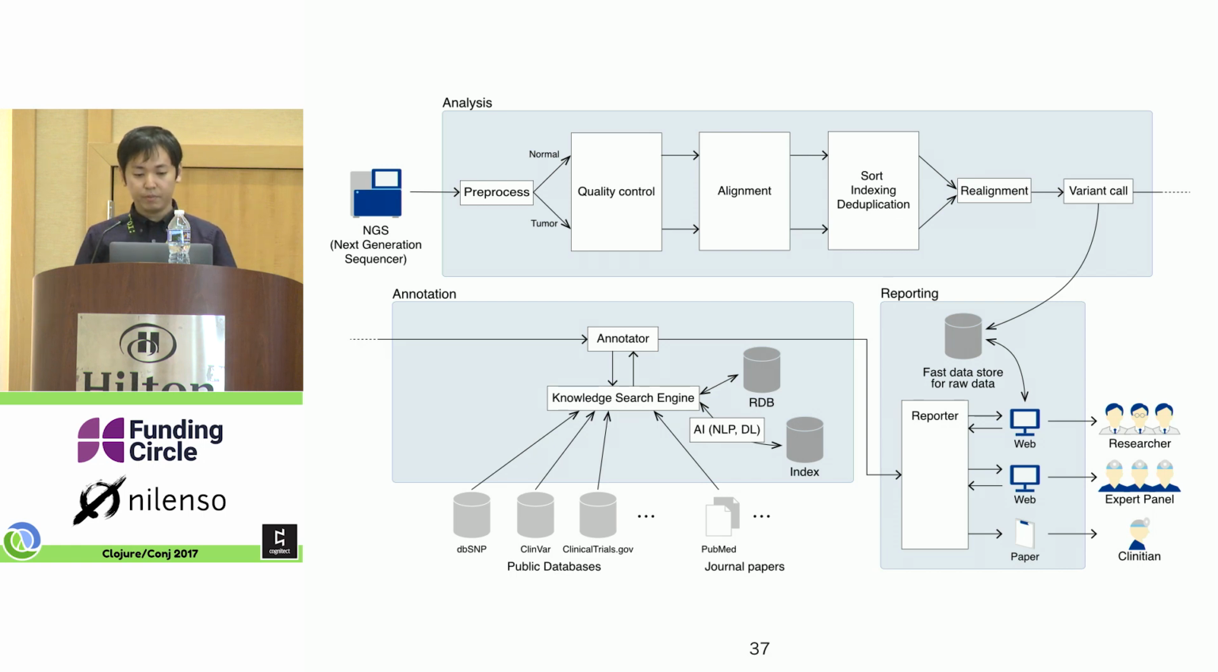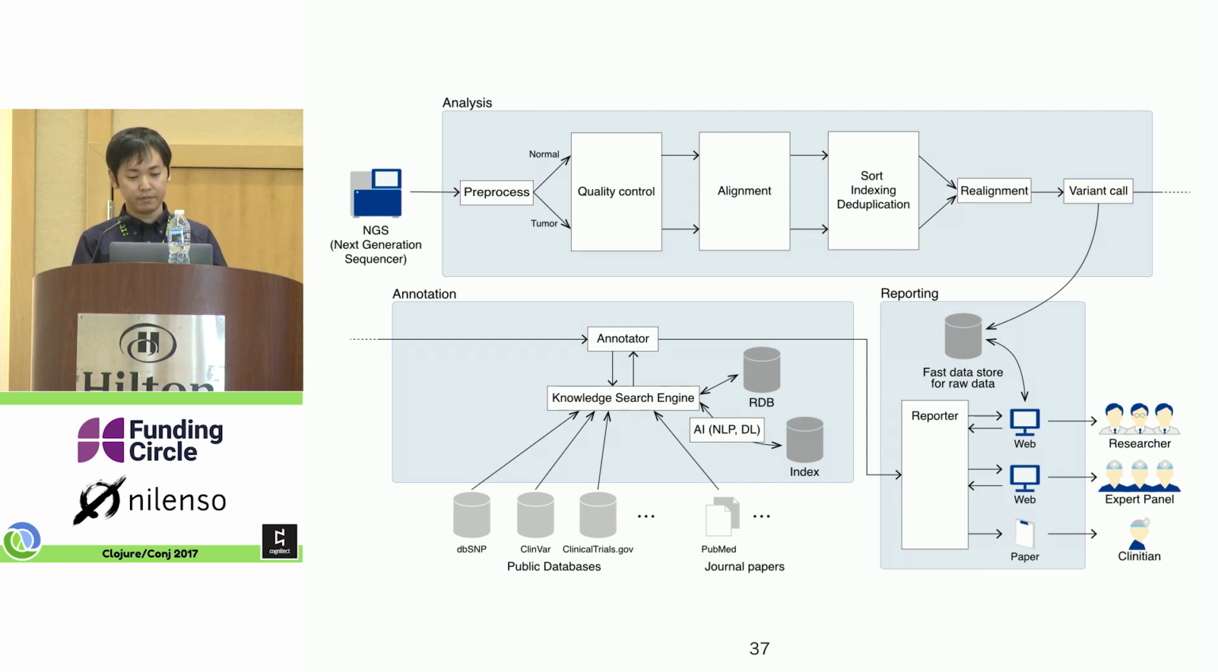Then in reporting modules, the reporter arranges that information and analyzes raw data and submits them to users. The 3 kinds of users can access these reports. Researchers can access annotated information and analyze raw data, using it for academic research. Expert panels can see the reports through a website, and the clinicians can see the paper report. This is a rough data flow.